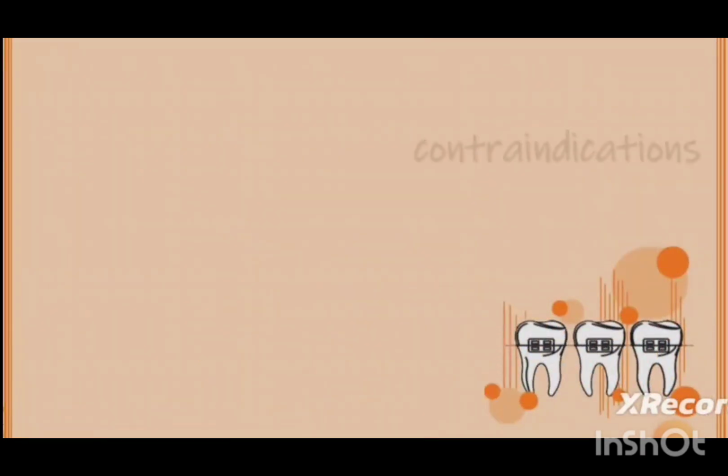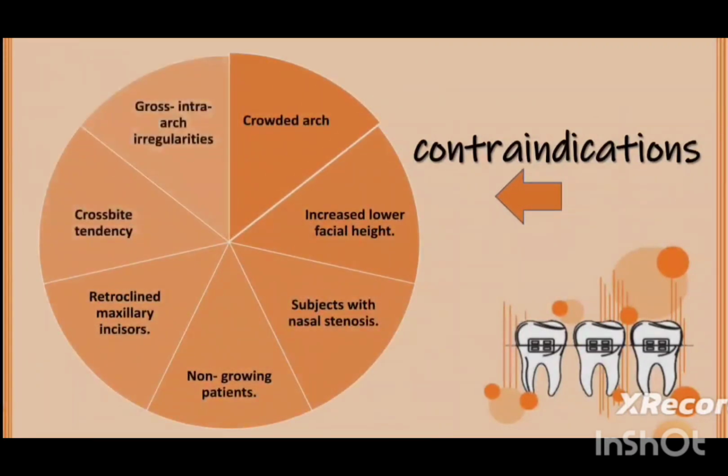Moving forward to the contraindications of the appliance, it is contraindicated in crowded arch. We avoid using it in cases of increased lower facial height, extreme vertical mandibular growth, or hyperdivergent patients. We avoid the use of it in severely proclined lower incisors or subjects with nasal stenosis. We do not advocate its use in non-growing patients, and we avoid it in cases of retroclined maxillary incisors or cross-bite tendencies. Cross-bite intra-arch irregularities, when observed, are not indicated for the use of activator.